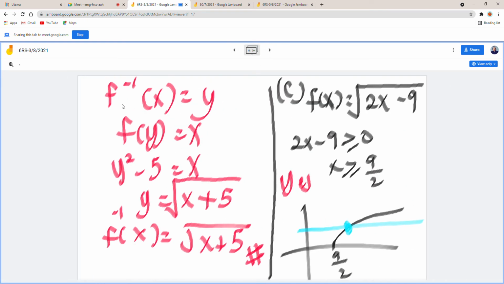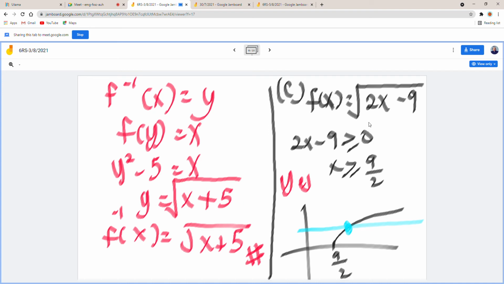So we always make the inverse equal to y, and then make f(y) equal to x. We have to state this. Then after that make f(y) as y squared minus 5 equals x. Make y the subject. Wait, this is f inverse. This is the f inverse. That's all.